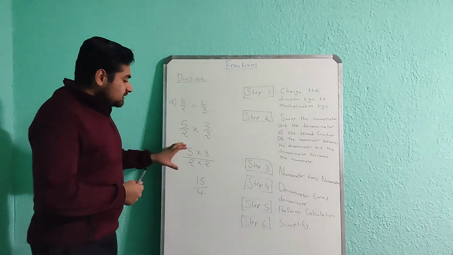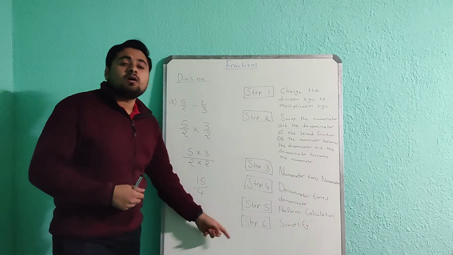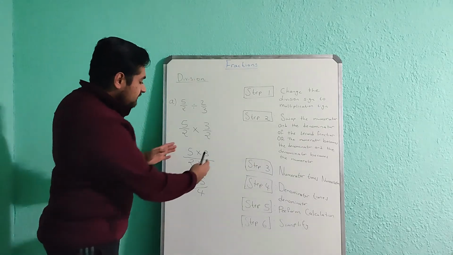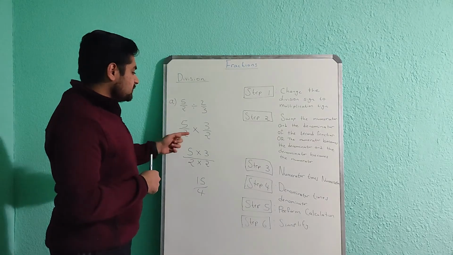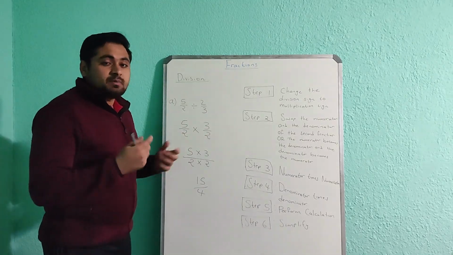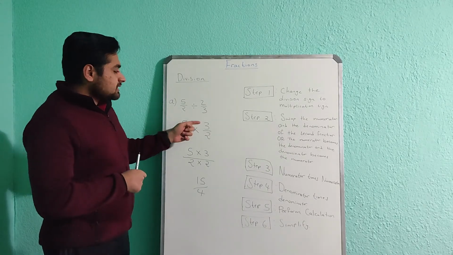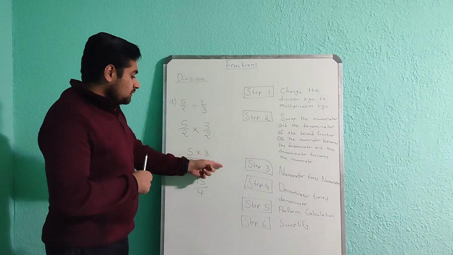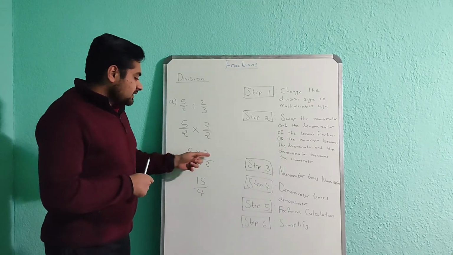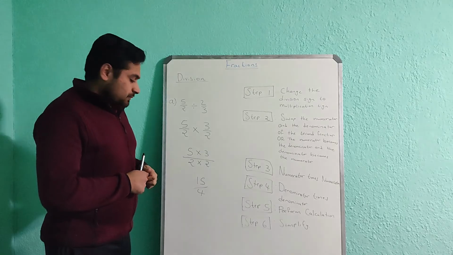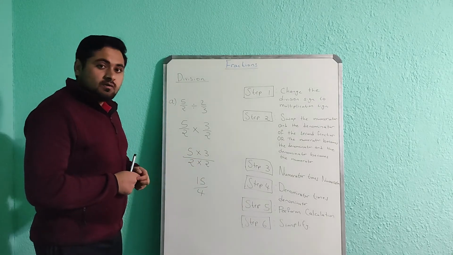Now from step 3 to step 6, these are all the steps we did for multiplication, because now the fraction is in the multiplication form. So once we have 5 over 2 times 3 over 2, it becomes the multiplication steps. So now we multiply numerator times numerator over denominator times denominator. So we got 5 times 3 over 2 times 2. And then performing the calculation, we got 15 over 4.